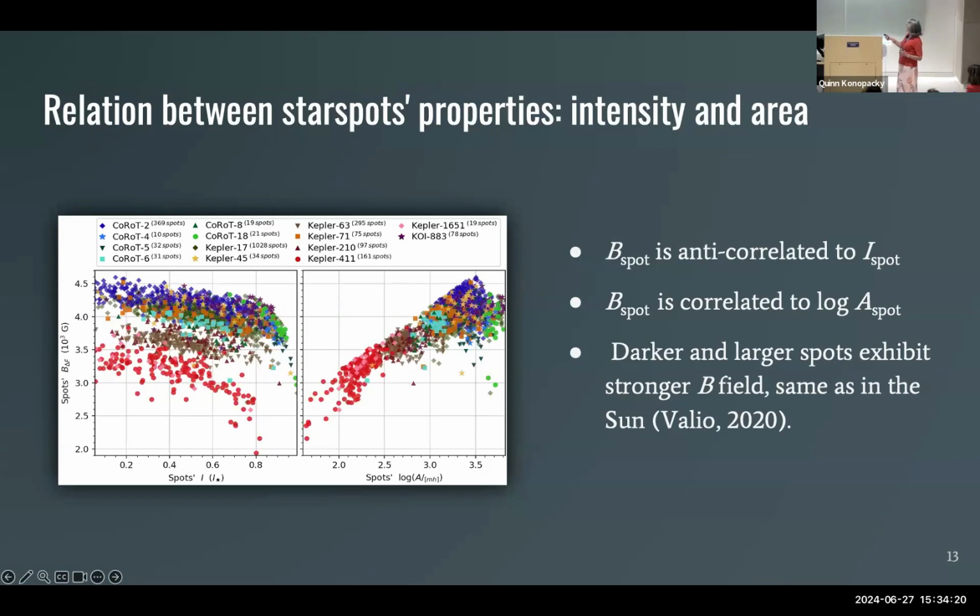And here is the relation of the magnetic field of the spots with their intensity and with their area, or the logarithm of the area. What we see is an anti-correlation with the intensity and a positive correlation with the area, not surprisingly. This is what the flux deficit relation dictates. Basically, darker and larger spots exhibit stronger magnetic fields, which again is what we see on the Sun.